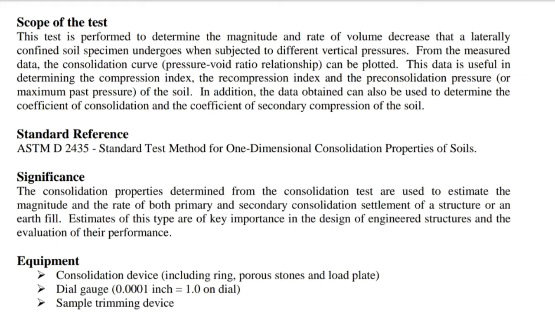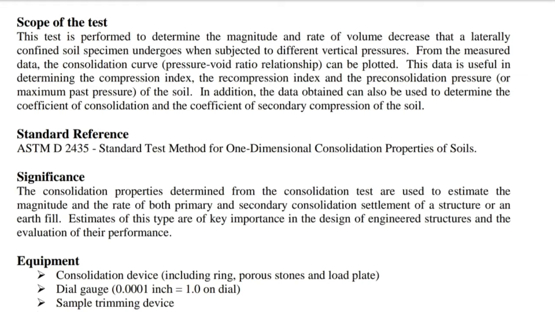Scope of the test. This test is performed to determine the magnitude and rate of volume decrease that a laterally confined soil specimen undergoes when subjected to different vertical pressures. From the measured data, the consolidation curve, the pressure-void ratio relationship, can be plotted. This data is useful in determining the compression index, the recompression index and the pre-consolidation pressure or maximum past pressure of the soil. In addition, the data obtained can also be used to determine the coefficient of consolidation and the coefficient of secondary compression of the soil.